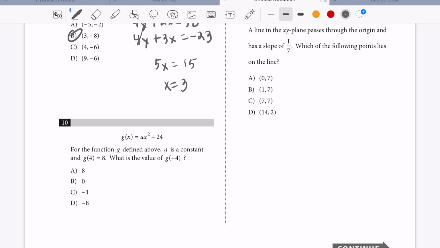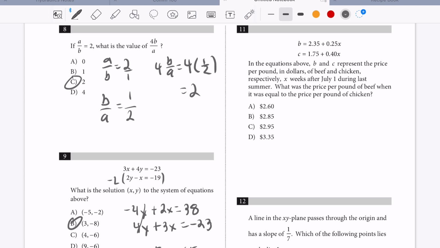Okay, so it's going to be the same answer, just because if you plug in 4 for x, you get a times 4 squared. And if you plug in negative 4, you get a times negative 4 squared. And these will equal each other, because negative 4 squared is 16 and 4 squared is 16. So both of these would equal 16a. So the answer would also be 8.